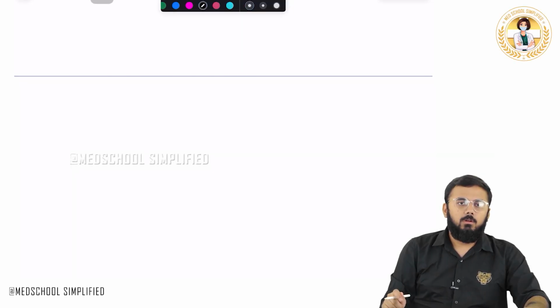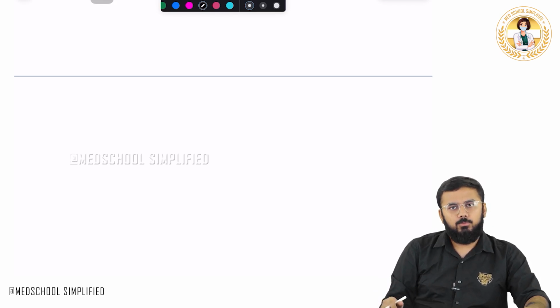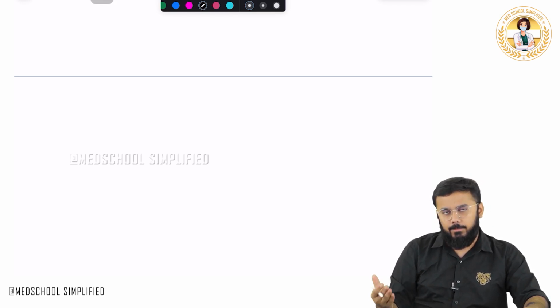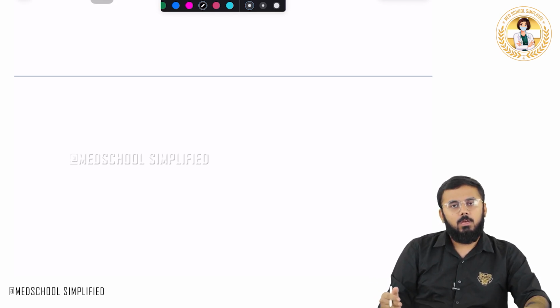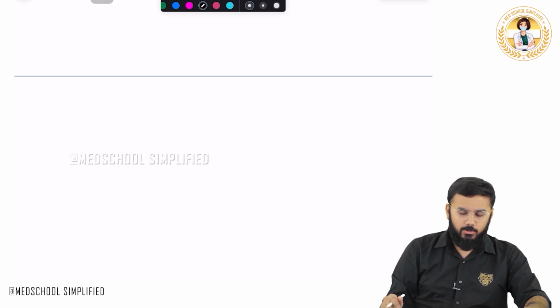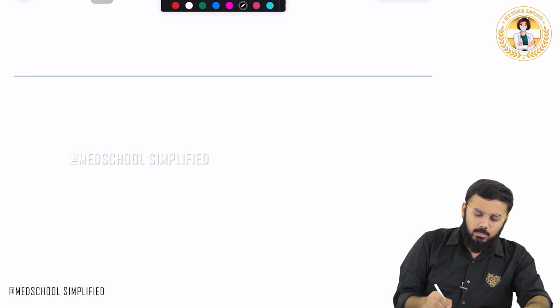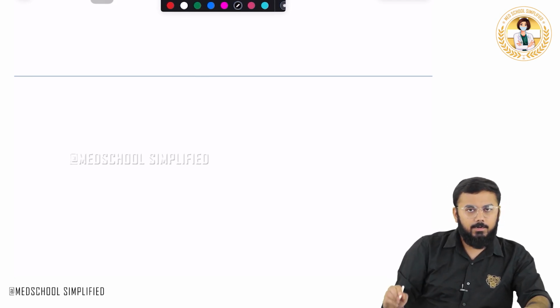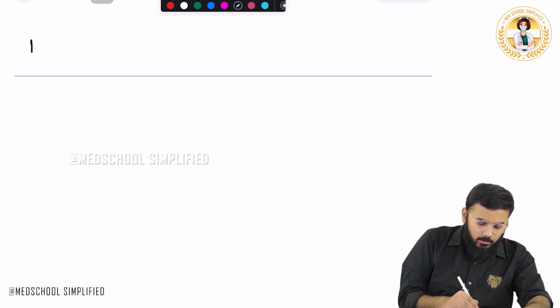Hello guys, so now we shall be discussing the fallopian tubes. One very important thing is that fallopian tubes are also called salpinx. The other name is salpinx, or they are also given other names like oviducts or uterine tubes. Let us discuss the important things related to the fallopian tubes.